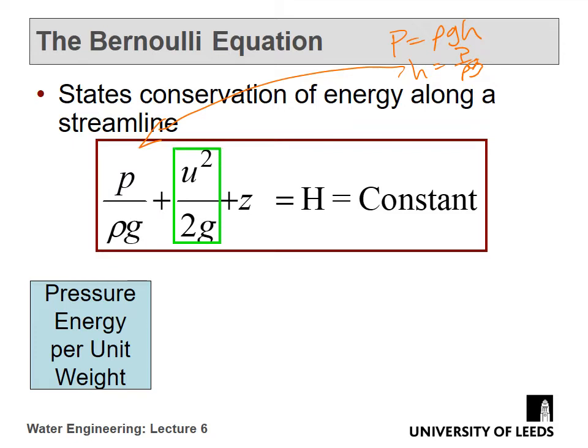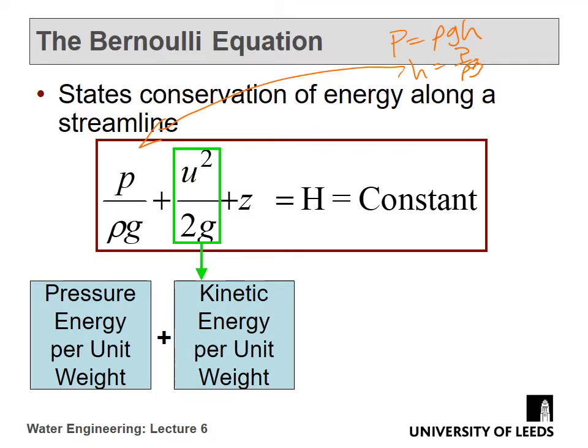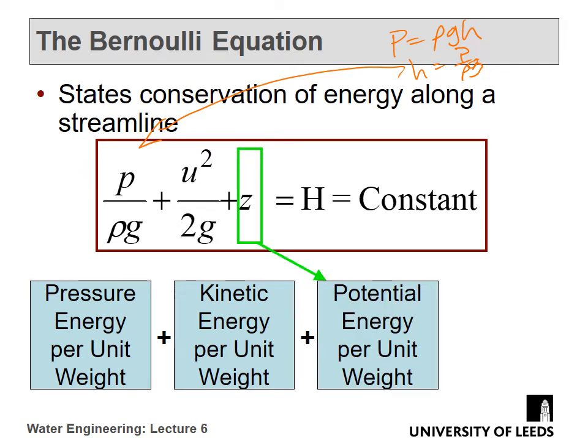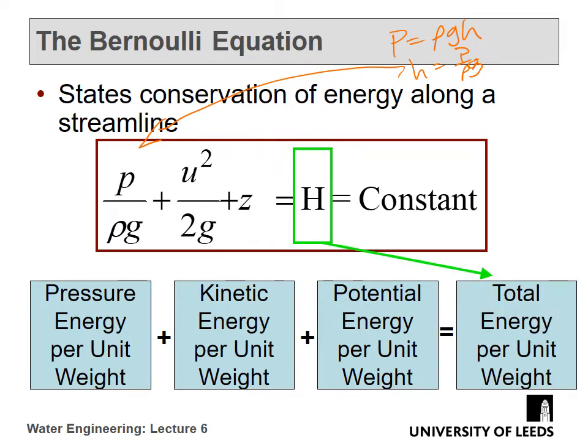The second term looks like half m v squared divided by m. Yep, that's the kinetic energy per unit weight. You should be familiar with that. Certainly kinetic energy anyway. And then the third term, the Z, is the potential energy per unit weight. And those are all equal to a constant, and we call that total energy per unit weight, H. So there's your Bernoulli equation made up of those three components, and they're equal to a constant.